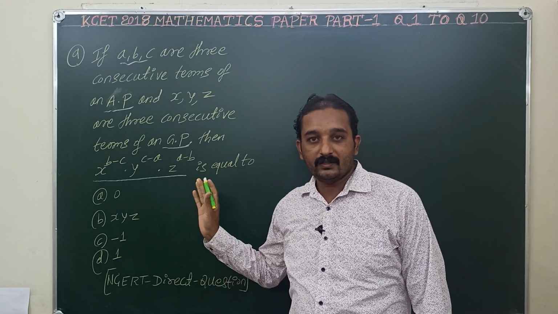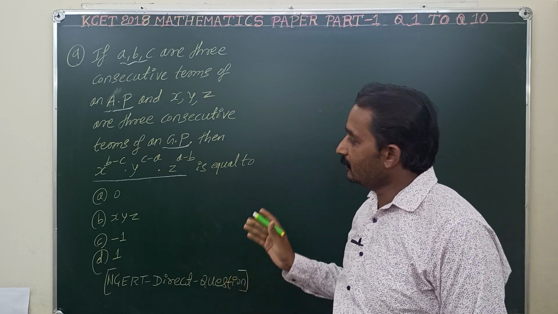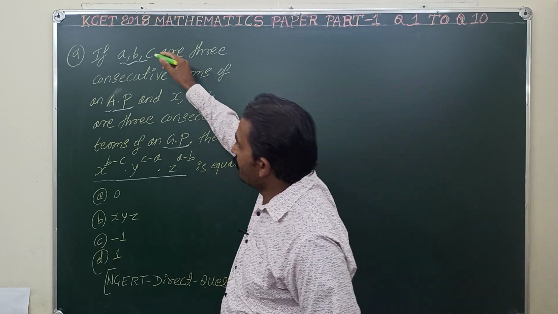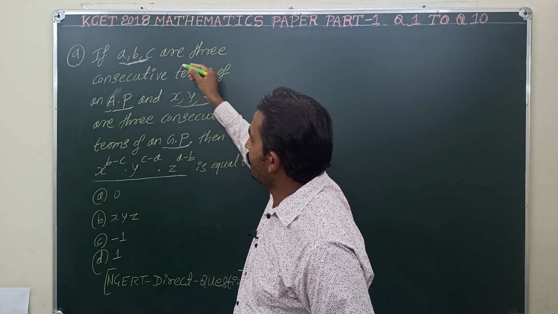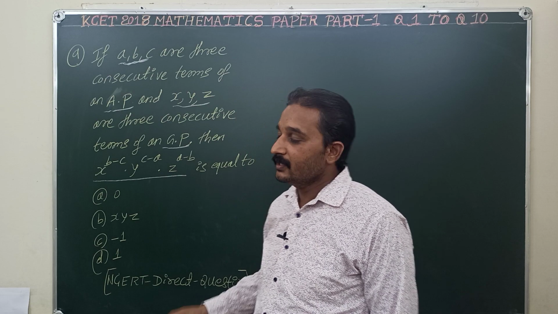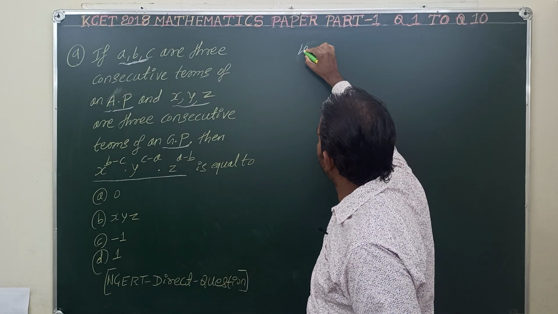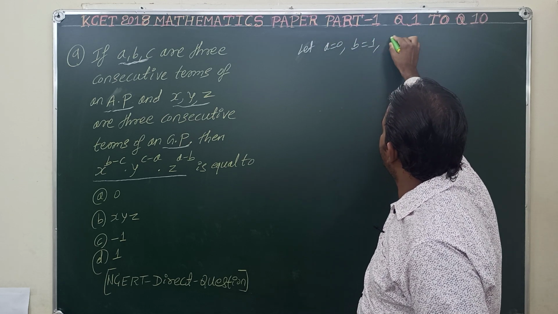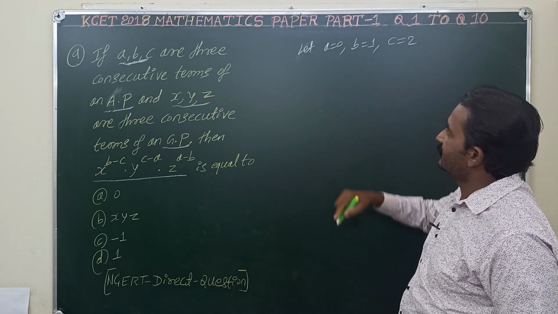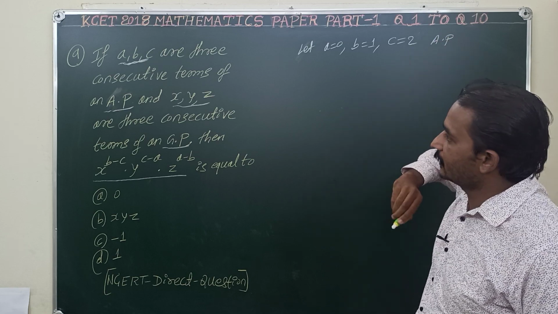I am not solving this question by the usual method because it is a lengthy process. I am solving this question by giving values to a, b, c and x, y, z. So a, b, c are in AP in this case. We take a equal to 0, b equal to 1 and c equal to 2. The common difference is 1, hence these are 3 consecutive terms of an AP.